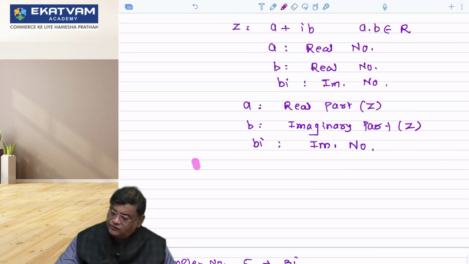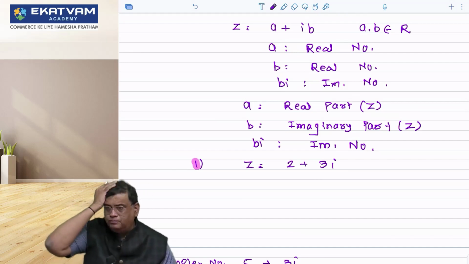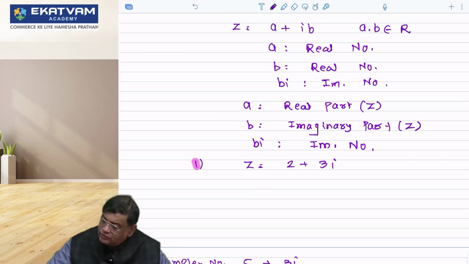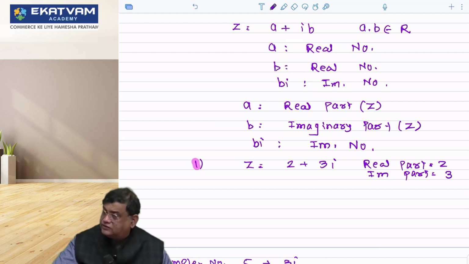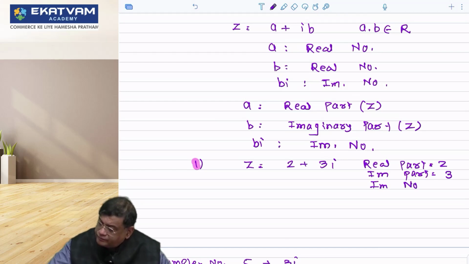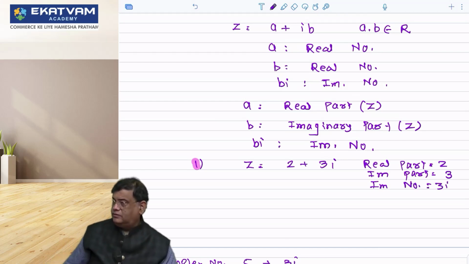And therefore, for example, if I write Z is equal to 2 plus 3i, tell me, what is the real part? The real part is 2. What is the imaginary part? Just 3, not 3i. But the imaginary number is what? That is 3i. Is it clear, Brandon?